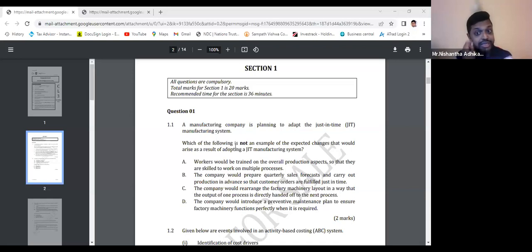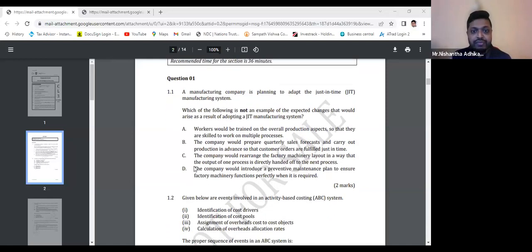Which of the following is not an example of the expected changes that would arise as a result of adopting a JIT manufacturing system? If you adopt a JIT manufacturing system, just-in-time manufacturing system, there won't be a change. You have to identify that particular statement. Remember, in a JIT environment, you will manufacture based on the customer's requirement. Therefore, we will call it a pull system. It's not push, it is pull, because you will manufacture the goods based on customer demand.